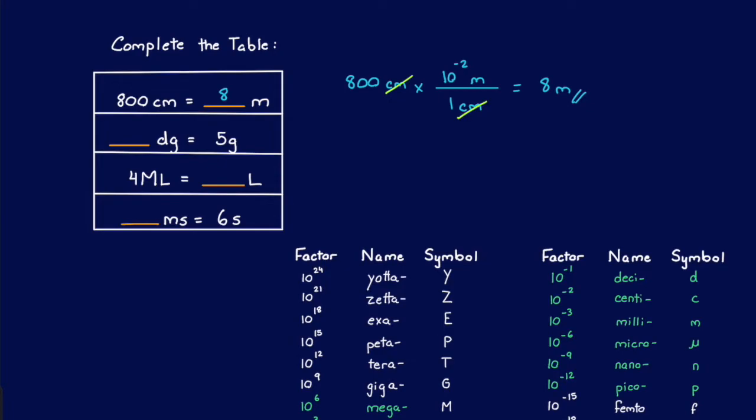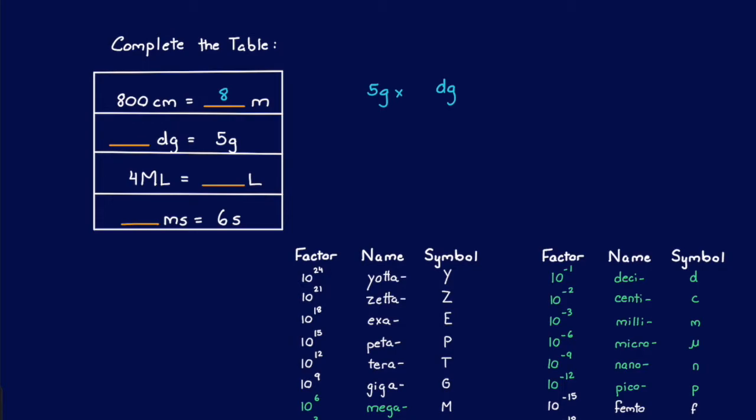All right, so now let's go ahead and do the next one. The other one is going to be blank decigrams, and we can see that it's decigrams based on the symbol down here. It's going to be blank decigrams equals 5 grams. All right, so let's set it up again. We have 5 grams to start with, and we need to go to decigrams, so dg.